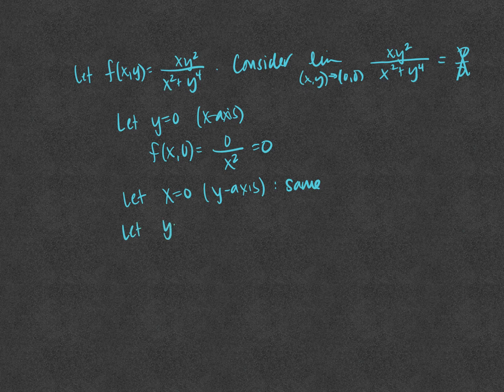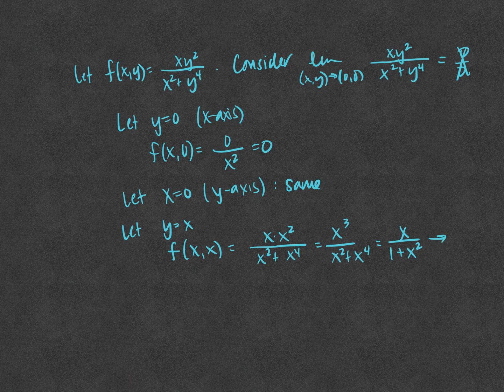Let's let y be replaced by x. So f of x gives me x times x squared, which is x to the third, over x squared plus x to the fourth. So we have x to the third over x squared plus x to the fourth. Now we can cancel the x squared with all of that, so we get x over 1 plus x squared. So when you plug in 0, 0, we get 0 over 1, which is 0. And that gave us the same result, so we haven't found a different path yet.